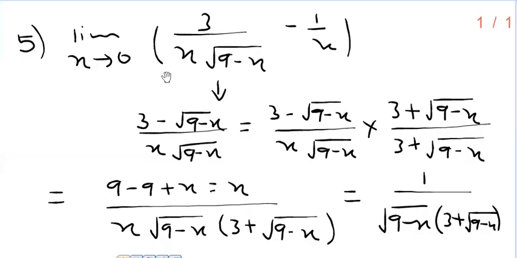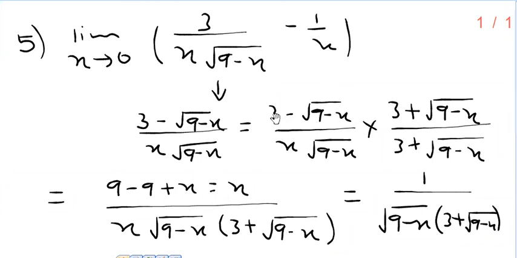Next one, limit x tends to 0, 3 upon x root 9 minus x minus 1 upon x. I haven't written all the steps. Find the LCM, which is x into root 9 minus x. What will be the numerator? 3 minus root of 9 minus x. Now this is the case where you should realize that you have to rationalize the numerator. So multiply numerator and denominator by 3 plus root 9 minus x.